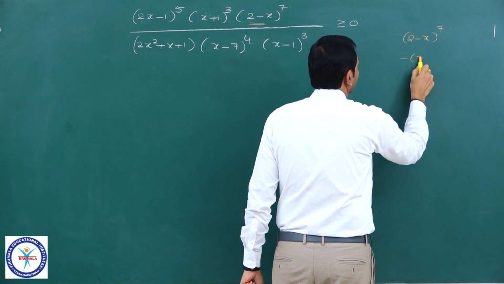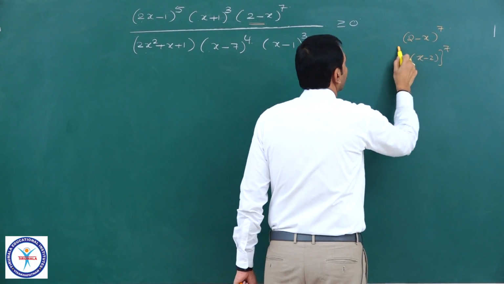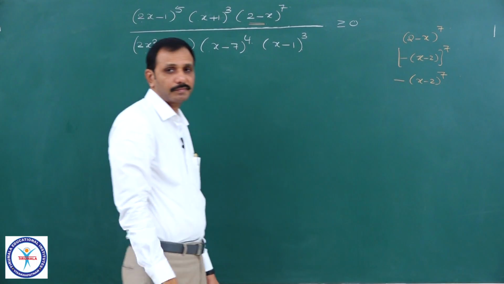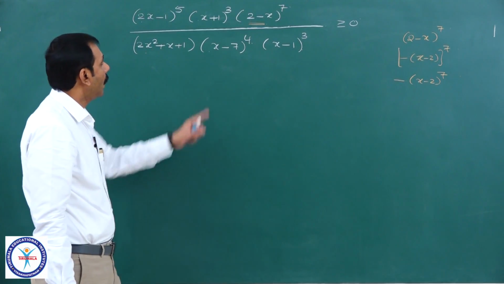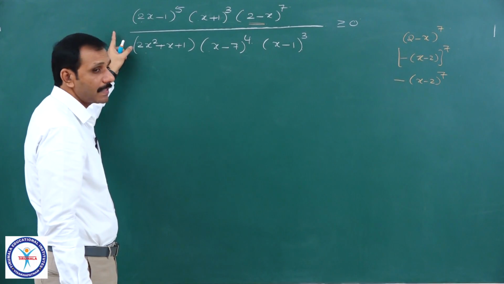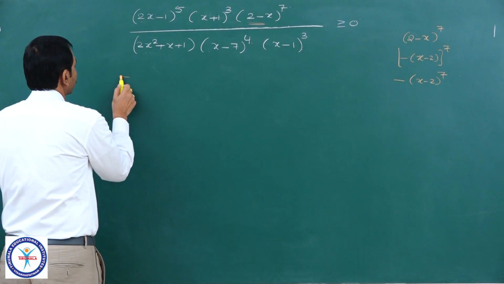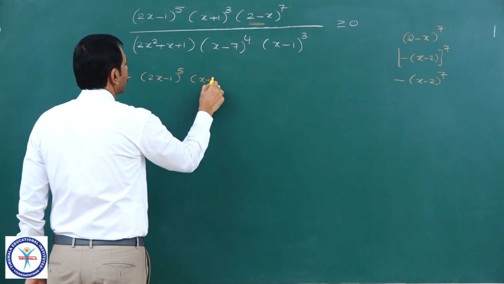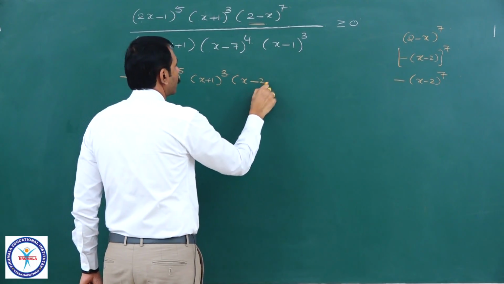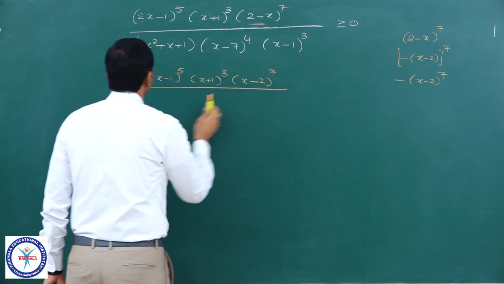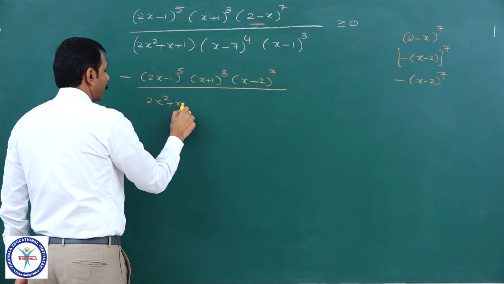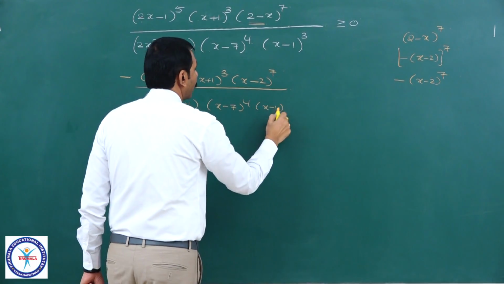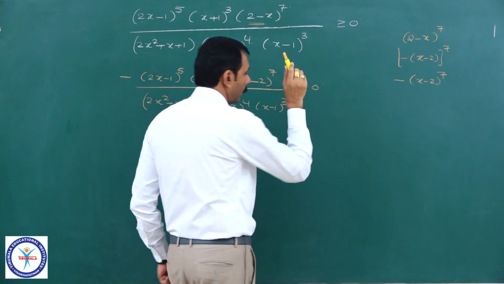If I take common, x minus 2 whole power 7, it is minus 1 whole power 7, which means minus of x minus 2 whole power 7. And that minus sign multiplication, no, I can write minus of, here it is. See this, minus (2x minus 1) whole power 5, (x plus 1) whole cube, (x minus 2) whole power 7 by (2x square plus x plus 1) whole 1 only, (x minus 7) whole power 4, (x minus 1) whole power 3 greater than or equal to 0.